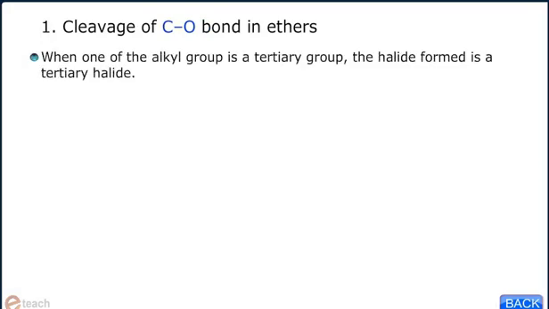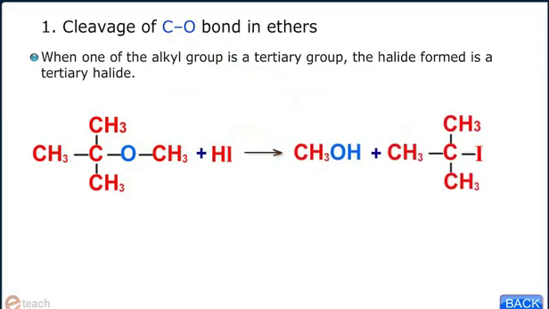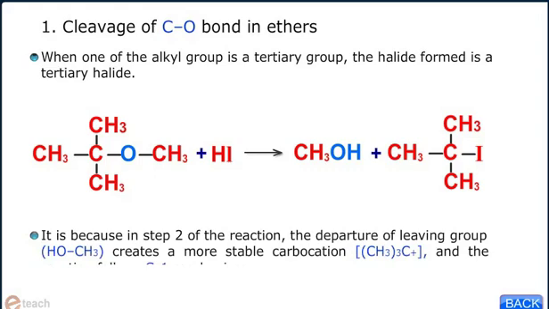When one of the alkyl groups is a tertiary group, the halide formed is a tertiary halide. Consider the reaction (CH3)3COCH3 plus HI gives CH3OH plus (CH3)3CI. It is because in step 2 of the reaction, the departure of leaving group, that is CH3OH, creates a more stable carbocation, that is (CH3)3C positive, and the reaction follows SN1 mechanism.